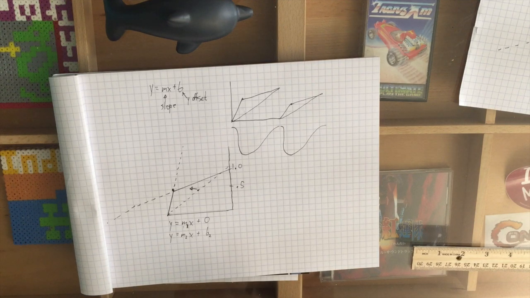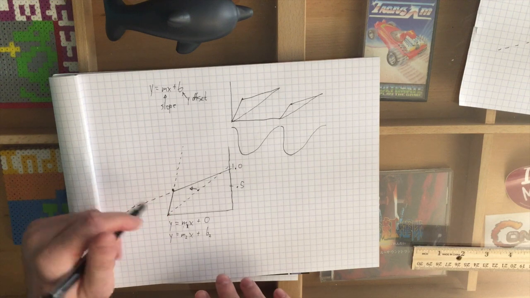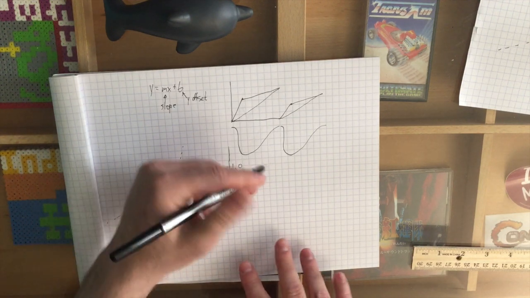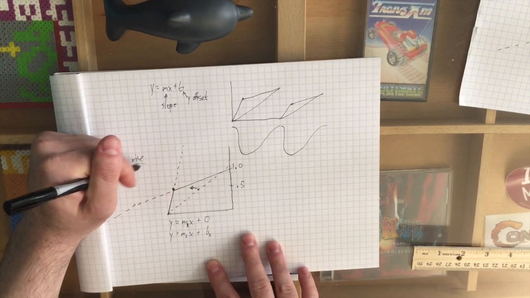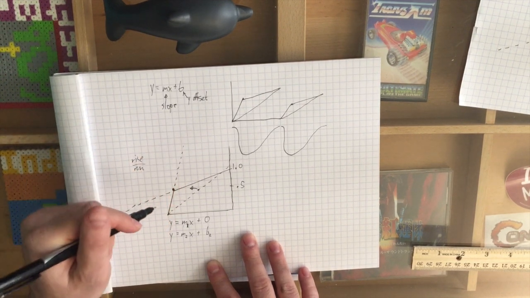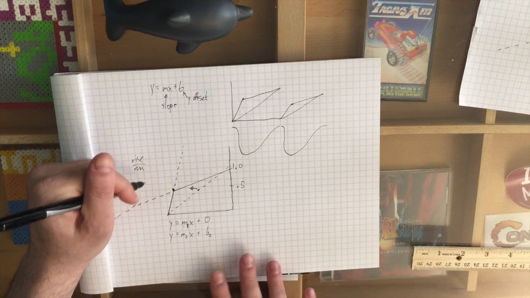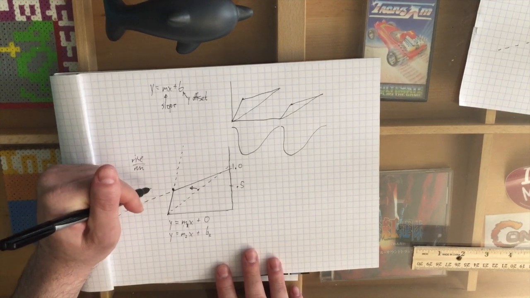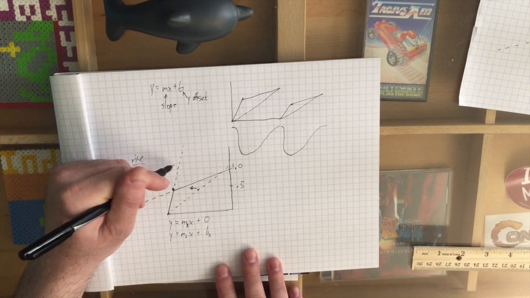So if you remember what slope is, it's rise over run, right? It's how much you're going upwards versus how much you're going the other way. So the reason you get 45 degrees when it's 1 is because for every time you go up 1, you go to the right one.